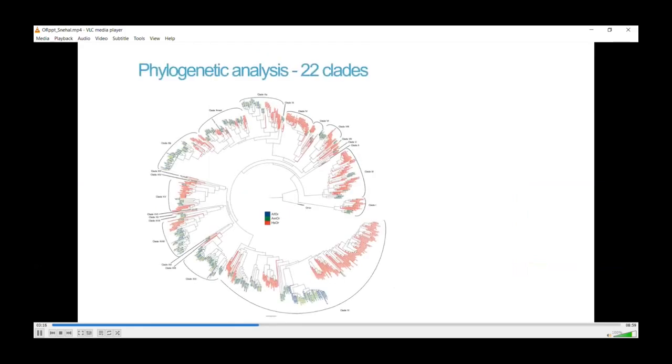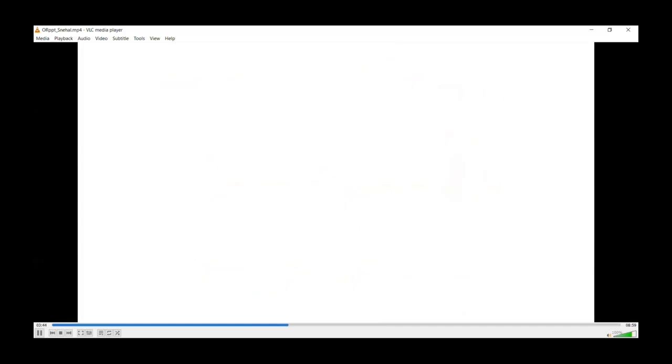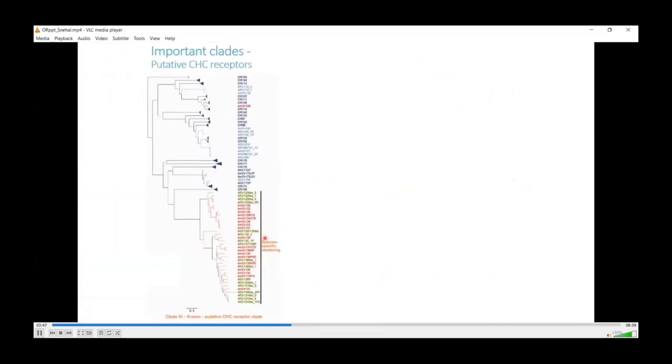After this, we performed phylogenetic analysis of all these olfactory receptors and found 22 different clades or subgroups. And then we identified few subgroups and their putative functions. For example, there was one particular clade that had an olfactory receptor from Apis mellifera, which is known to be a queen pheromone receptor. We found its perfect ortholog in Apis florea. Again, we found another clade which we thought could be putative cuticular hydrocarbon receptors as they were highly different across the two species.